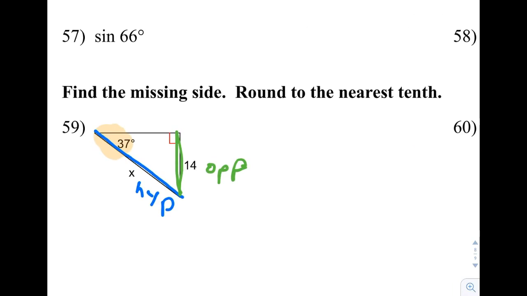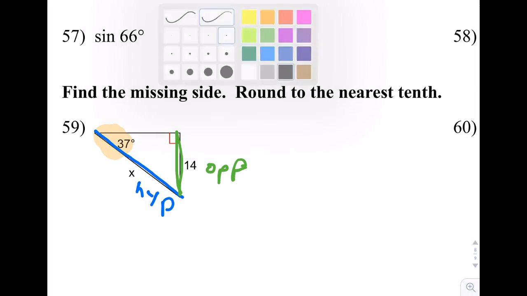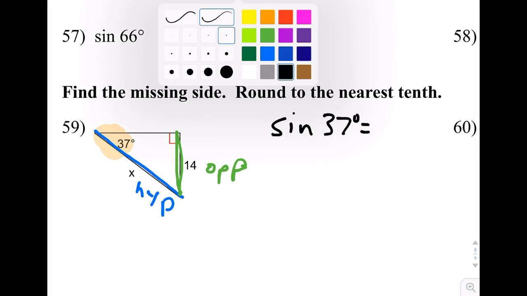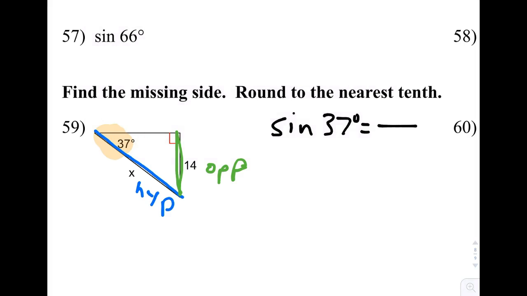When you write out the sine, it is going to be sine of the angle. So the angle is 37 degrees. Sine of 37 degrees is equal to opposite on top over hypotenuse. Sine of 37 equals 14 over x. My goal at this point is I have an equation, I have an x in it, I need to get x alone.